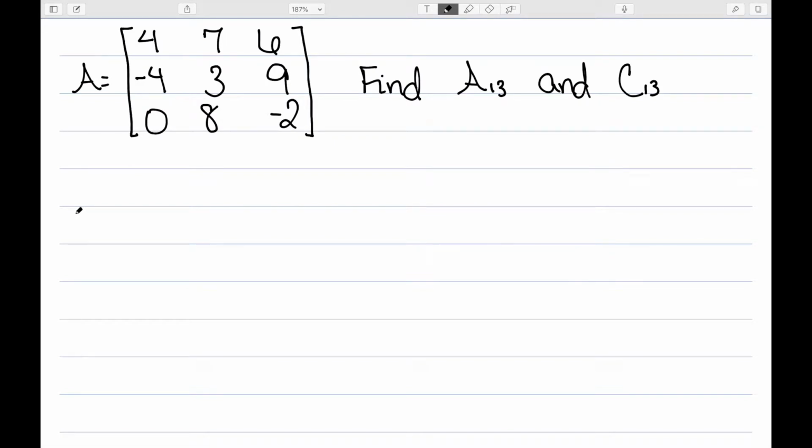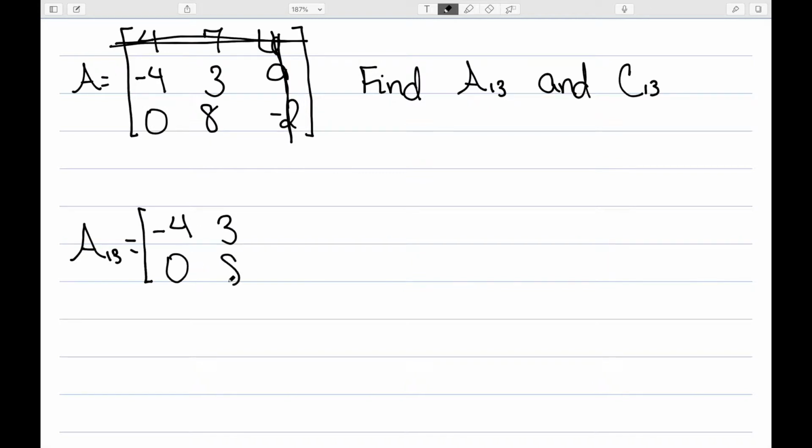Here's a matrix A, and I want to find A13 and C13, so both the minor and cofactor corresponding to the first row, third column. Let's start with the minor. If we're looking at minor 1, 3, the first number is the row right here. The second number is the column right here. We're going to delete those and look at what's left. We have a minus 4, a 3, a 0, and an 8. And that's it for the minor.